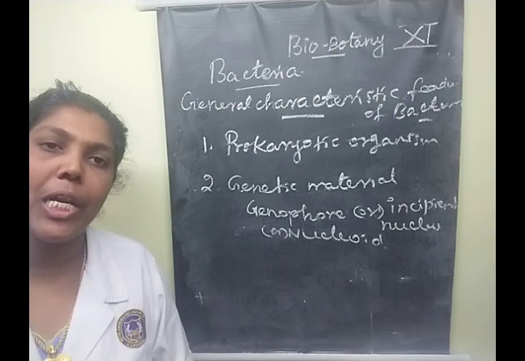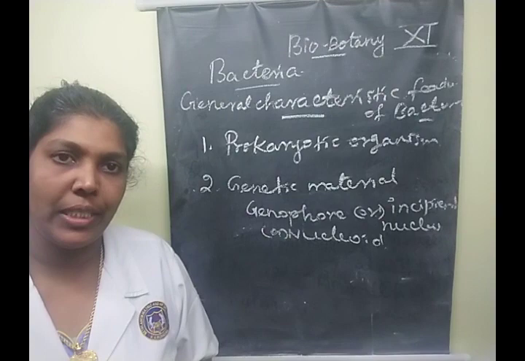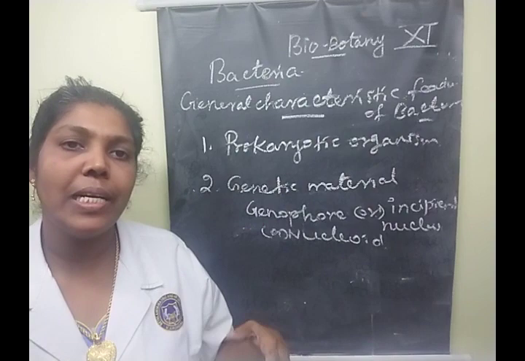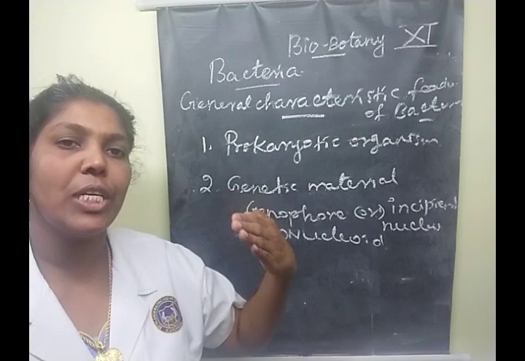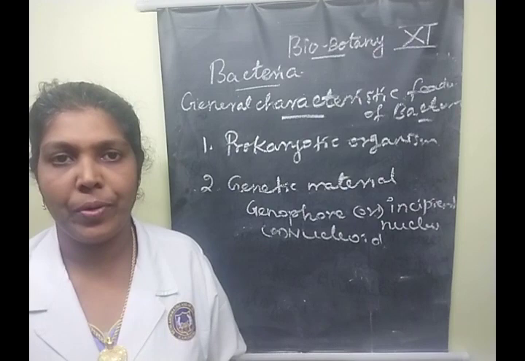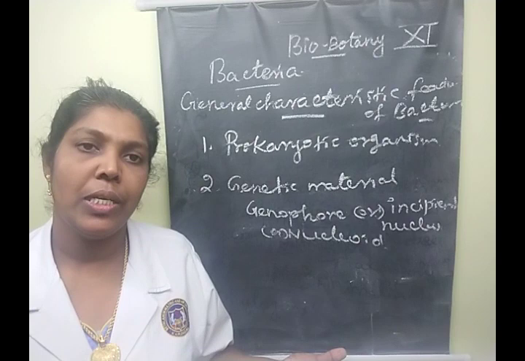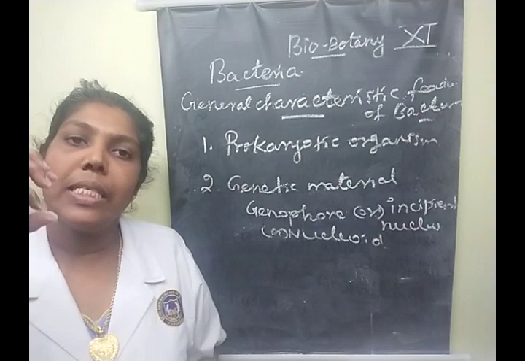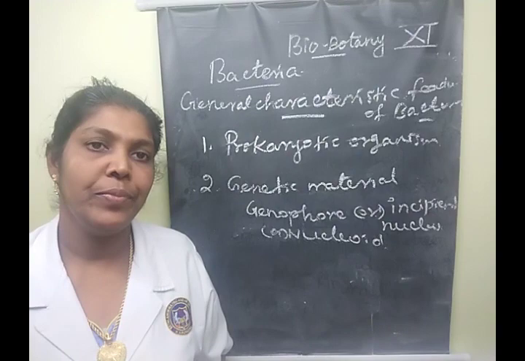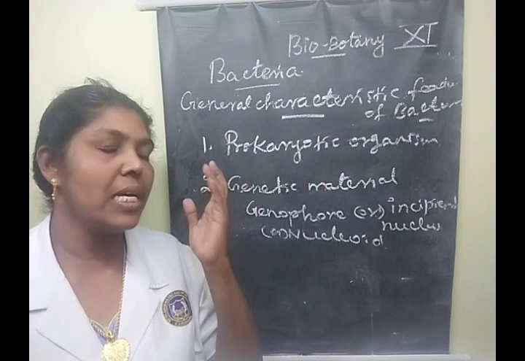Next, in the cell wall region, some components are present, such as polysaccharides or nucleopeptides. Then bacterial cells have two types of mode of nutrition. Some come under the heterotrophic mode, without chlorophyll content, for example Vibrio cholerae. Some bacterial cells have bacteriochlorophyll, so they come under the autotrophic mode, for example Chromatium.